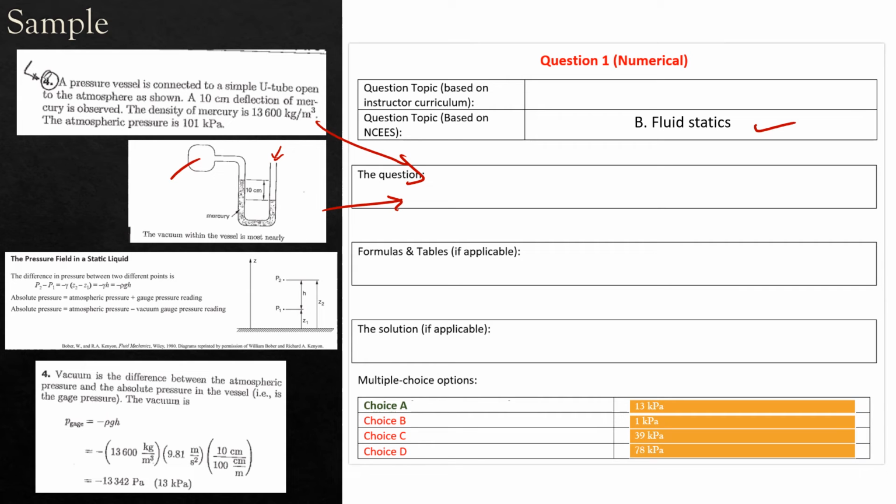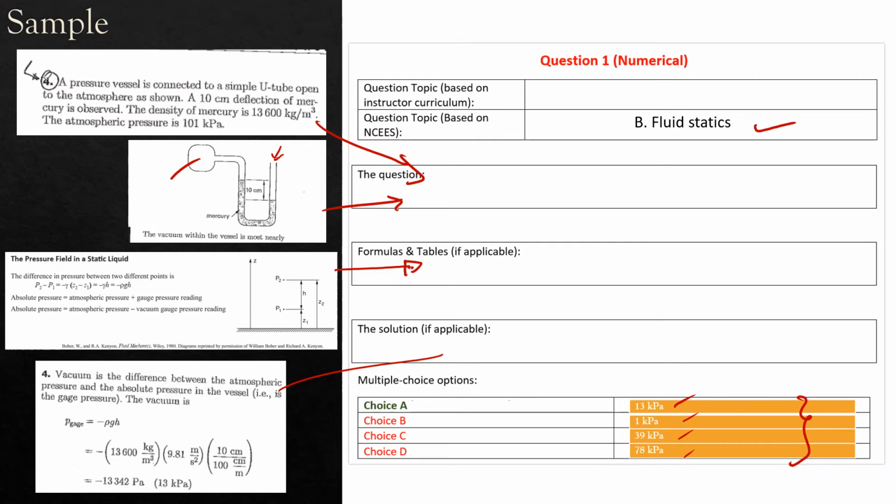The theory which is related to this topic, and the formulas which are required, will be given to you here in this box. And you will be provided different choices. You can see there are different choices available in this choice box, multiple choice options. So you have 13 kilopascal, 1 kilopascal, 39 kilopascal, 78 kilopascal.